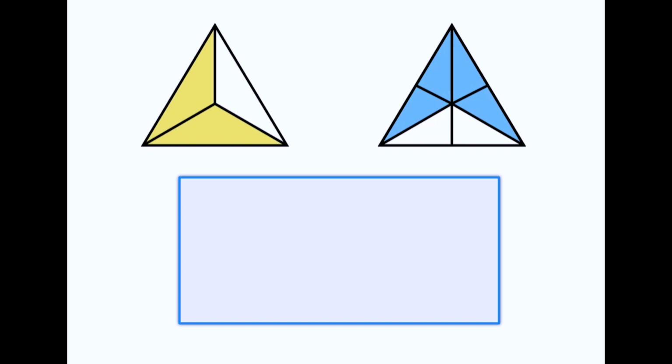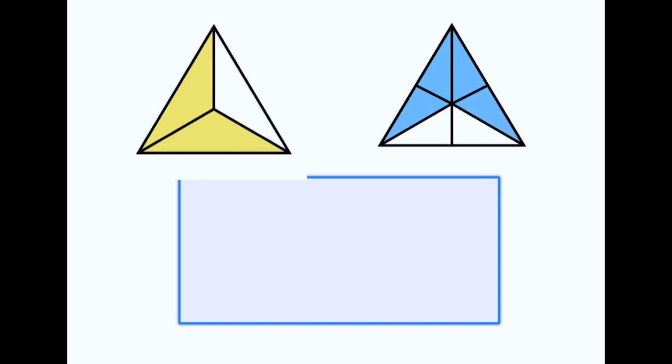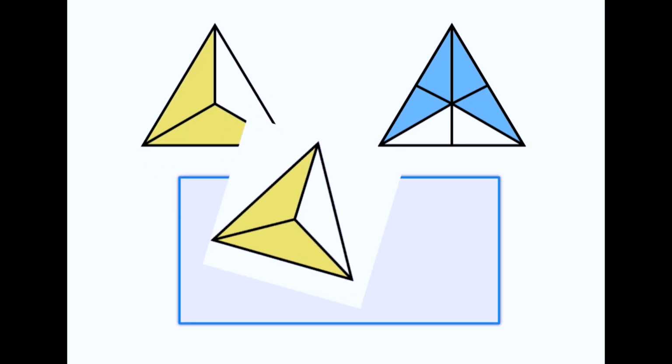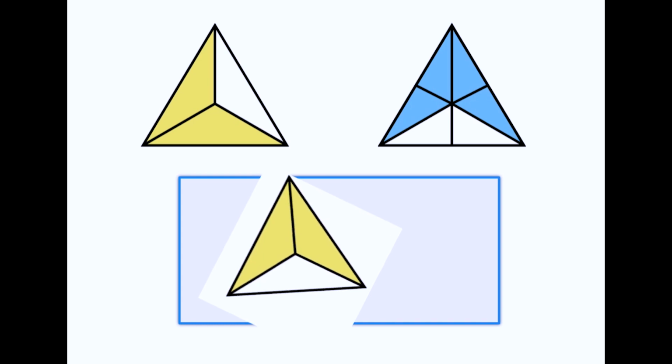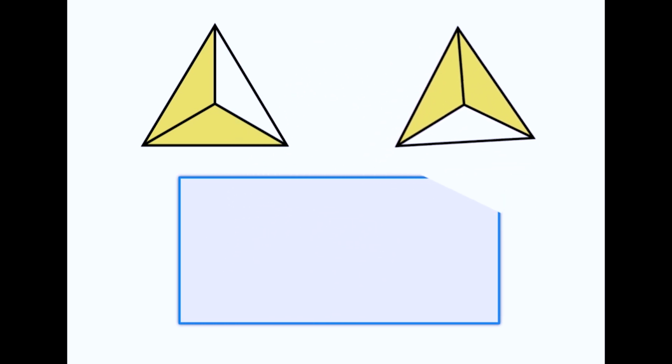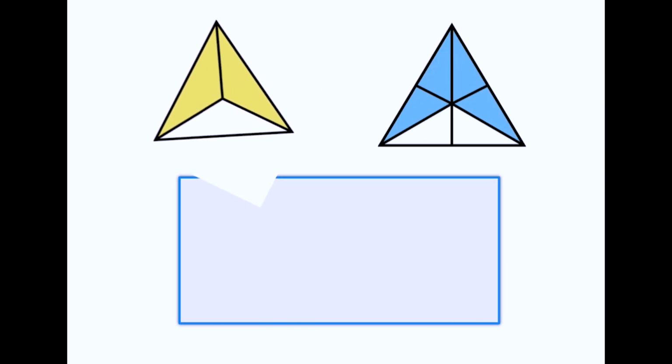To me, the pictures look almost the same. There are some strategies we can use to try and figure out whether they're exactly the same or not. One strategy is turning the shape in your mind so that the shaded part is facing the same direction. If I imagine turning the yellow shape so that the shaded part is up, it looks just like the blue shape. I think they're equal.